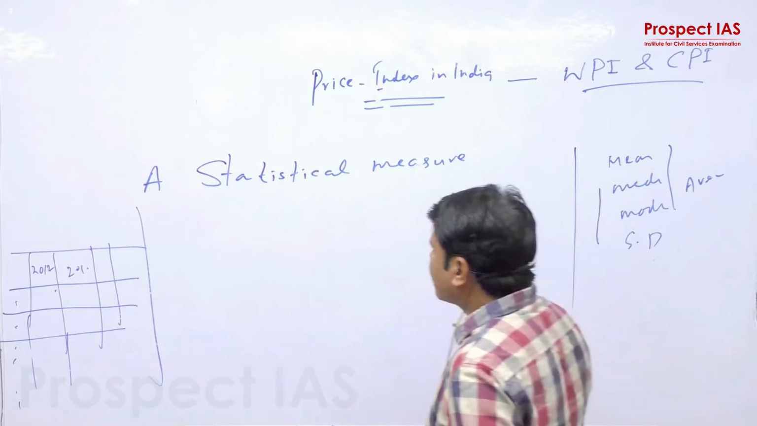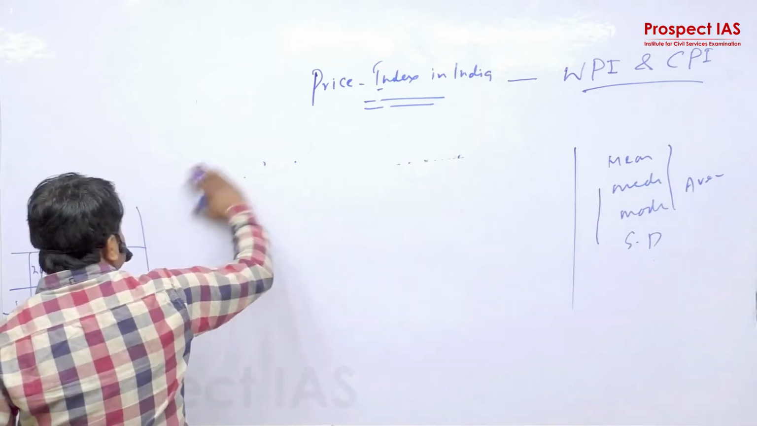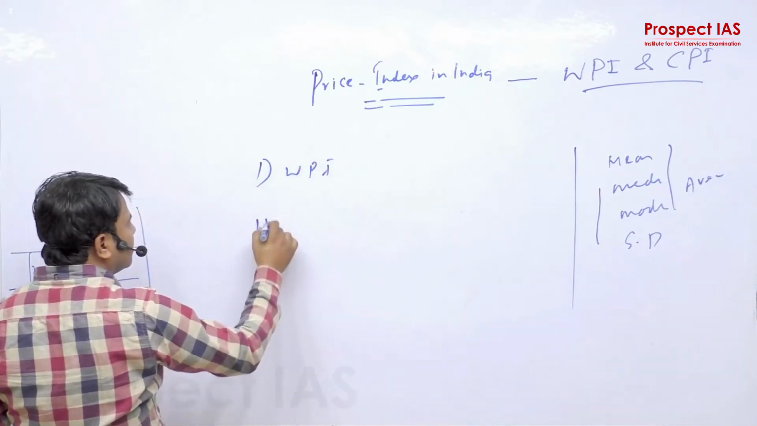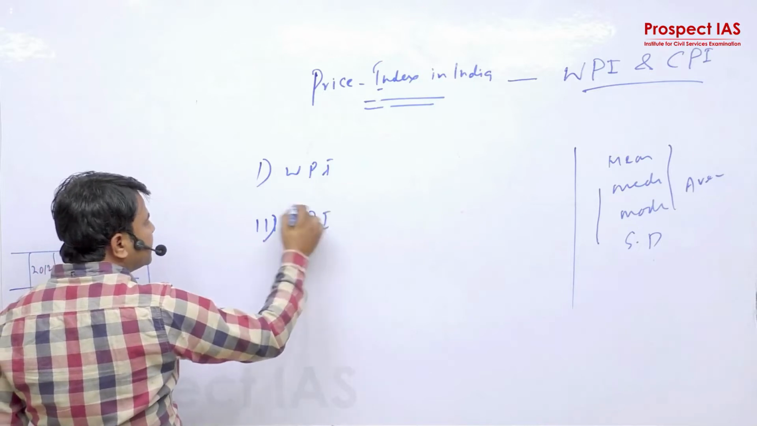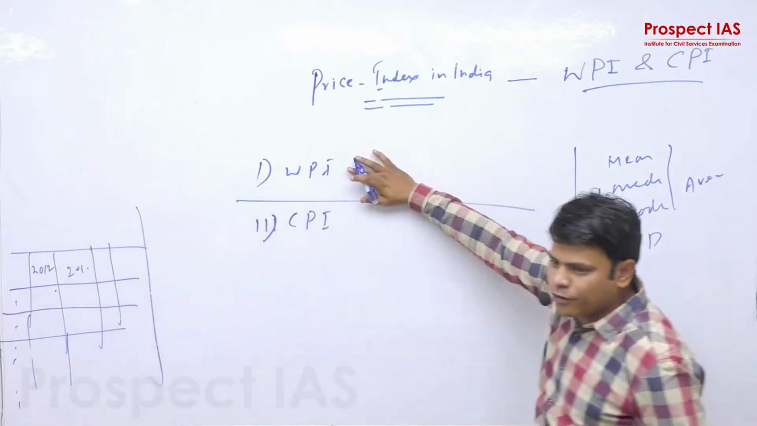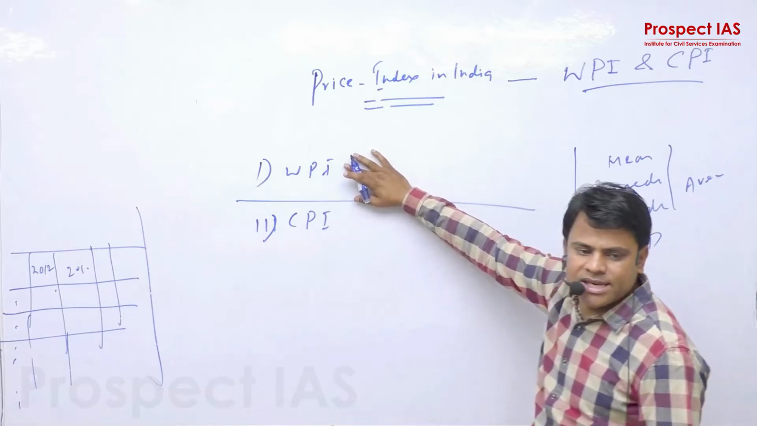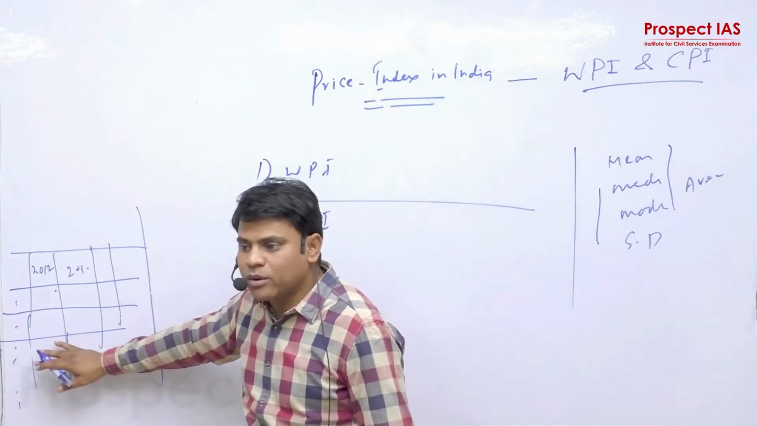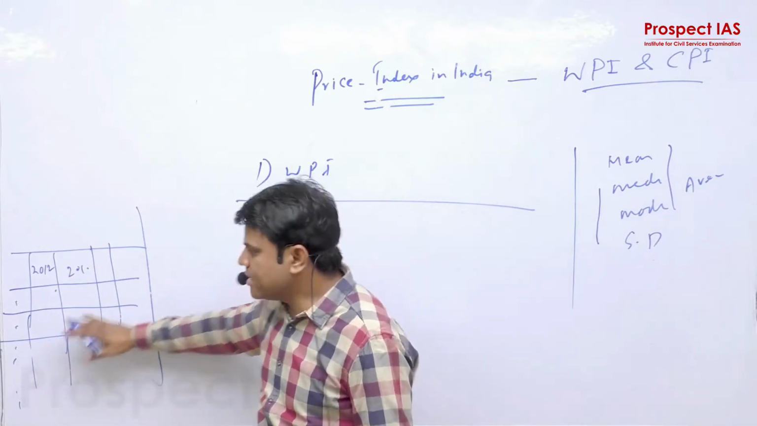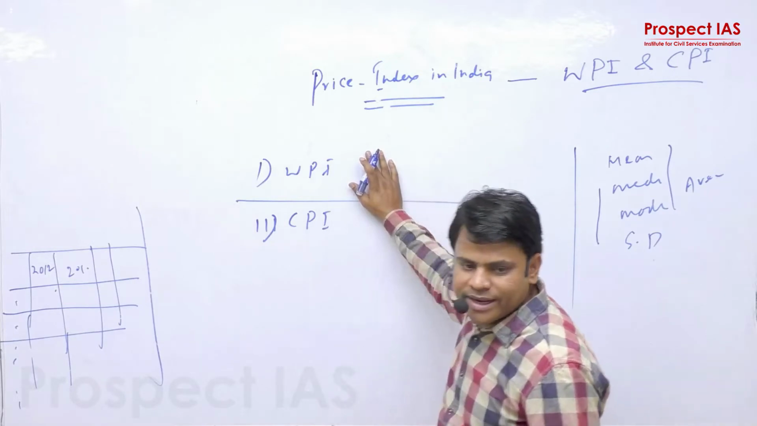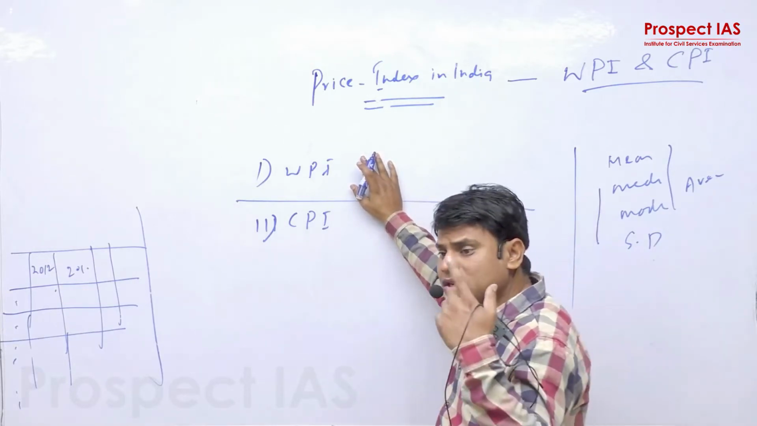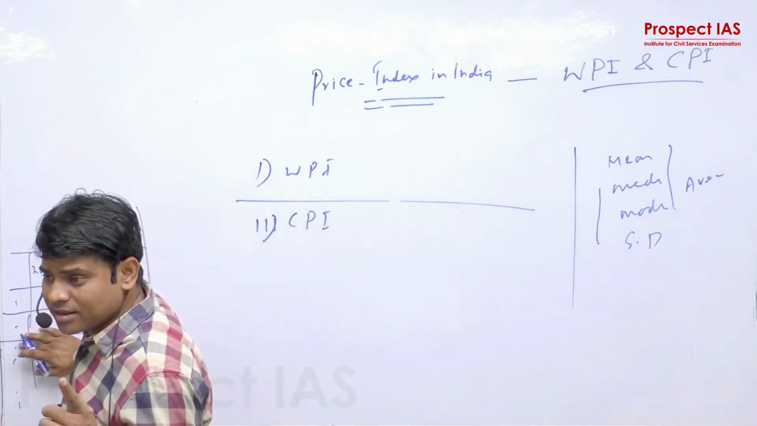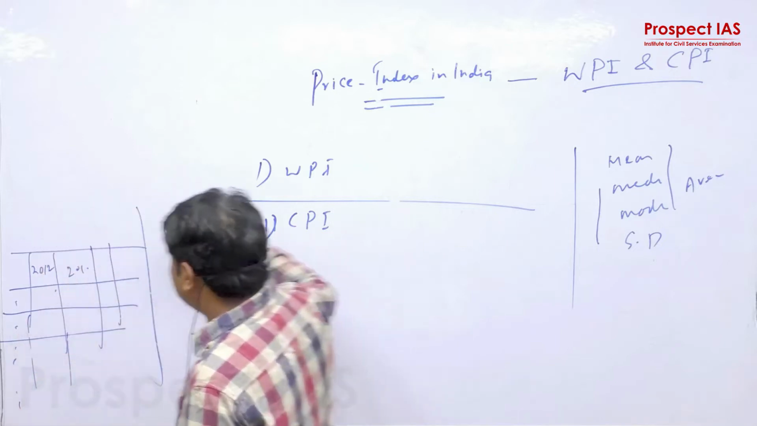So basically in our country there are two price indices that are being constructed. One is called WPI and second one is called CPI. The basic difference is that in the construction of wholesale price index, we take into consideration the prices of those goods and services which are traded in wholesale market. In the construction of WPI, we take into consideration the prices of only those commodities which are bought and sold in wholesale market, not in retail market, right? So this is wholesale price index.